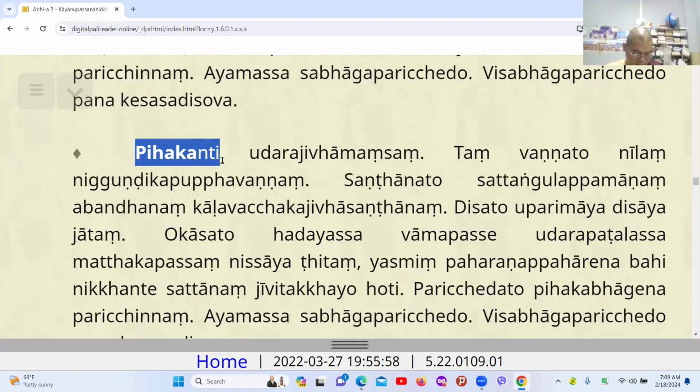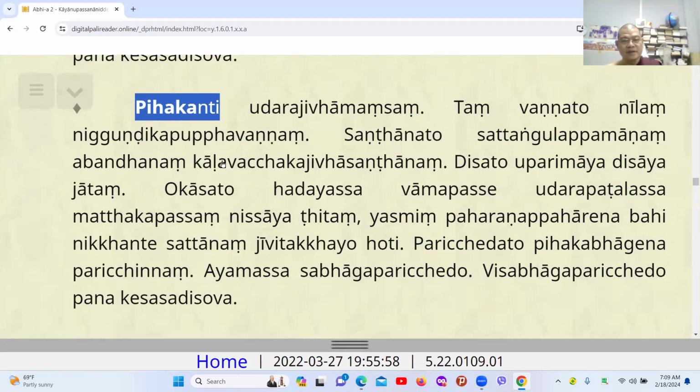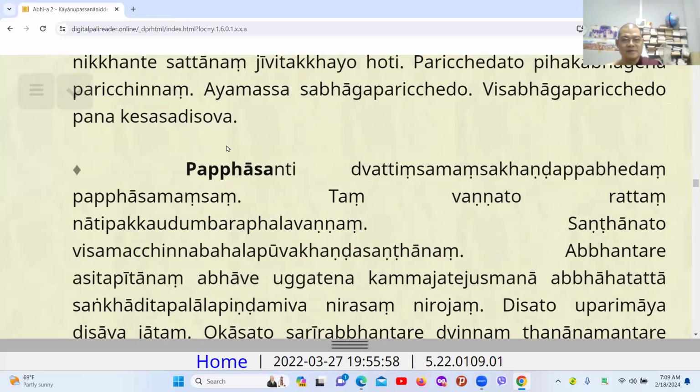Pihaka, spleen. Now spleen here, Udara Jiwa Masa. Udara, the flesh of the belly, Udara, the belly. The flesh of the belly is called Pihaka. Spleen is there. Wanado Nila is blue color, it has blue color. Spleen has blue color. So it's necessary to make research regarding the spleen. I'm not sure. I don't know whether you have observed or whether you know this Pihaka, spleen. So the doctors know very well.